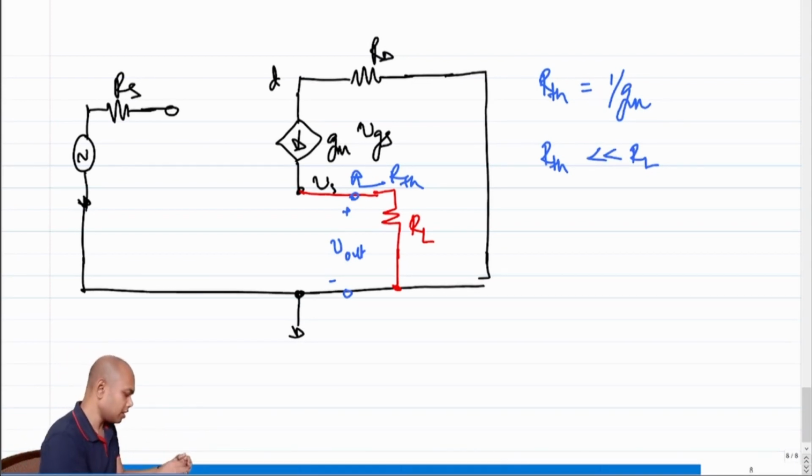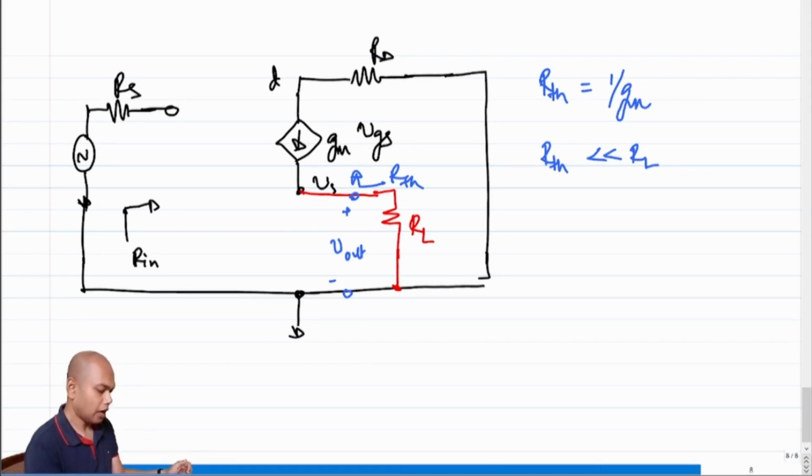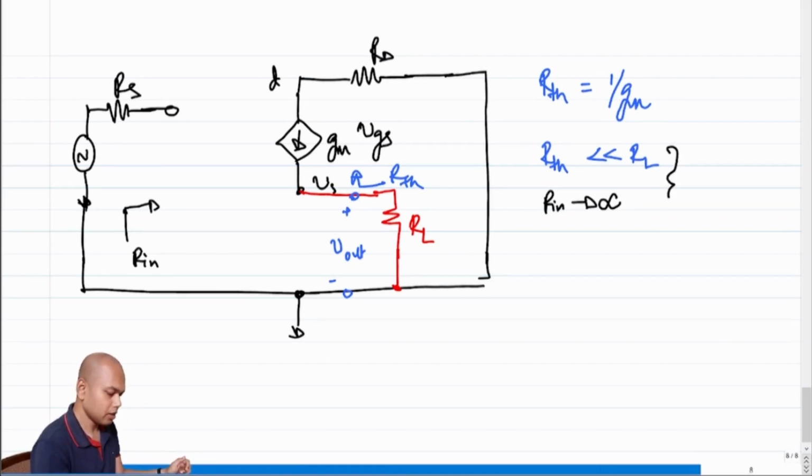What about the input side? What is the input impedance? Rin is infinite, correct? Because I am neglecting R1 parallel R2, Rin tends to infinity, right? So it looks like this is the condition for a voltage controlled voltage source.